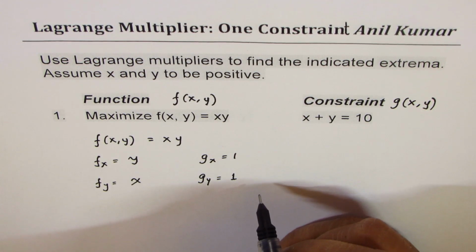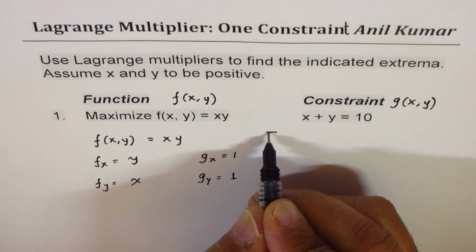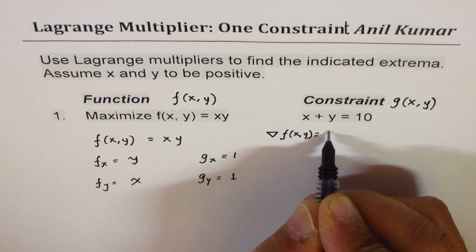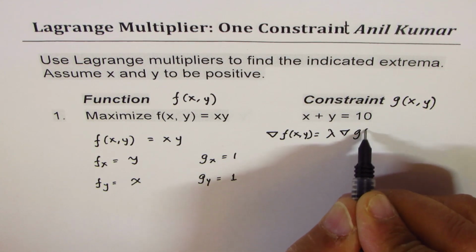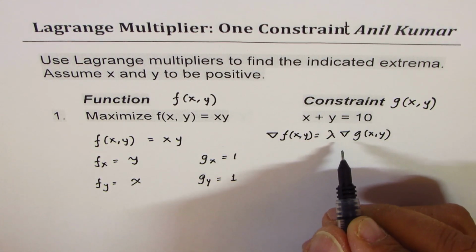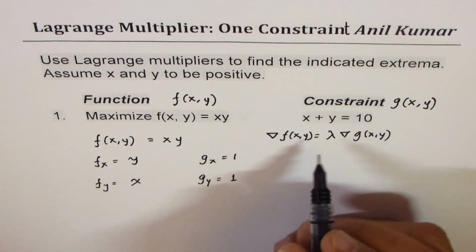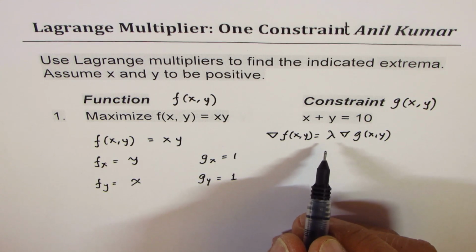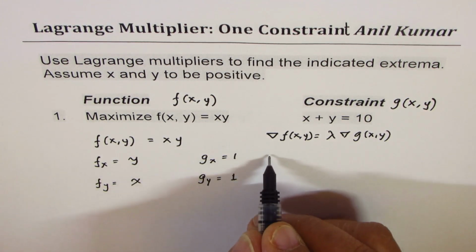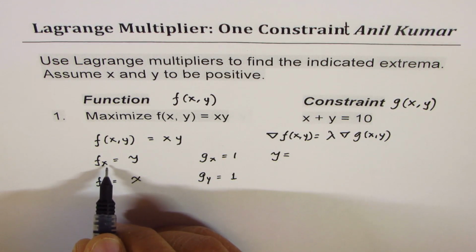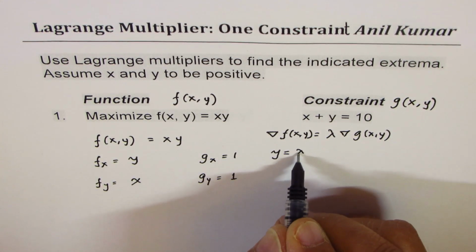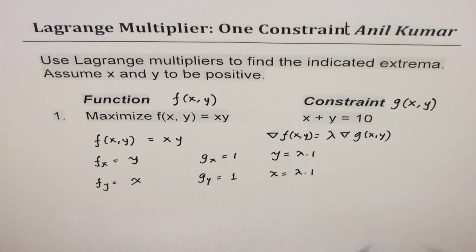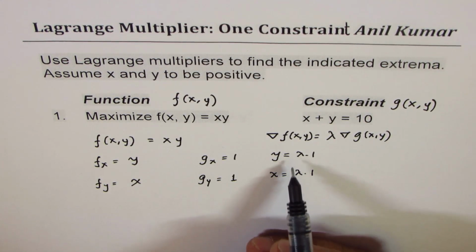Now from the equation, we have to write the gradient for f of x,y equals lambda times the gradient for g of x,y. They have the same normal at optimum value, right? So we are finding the critical number by doing so. That is Lagrange's equation. So when you equate this, we get y equals, that is f of x, lambda times 1. And here you get x equals lambda times 1. So we get our equation. These are the two equations.